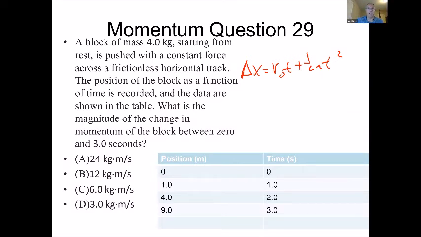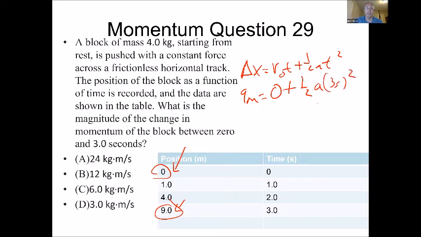So our change in position between time 0 and time 9, our final position of 9 minus our initial position of 0, our change in position is 9. And that's equal to our initial velocity. Our initial velocity is, we're starting from rest, so our initial velocity is 0, plus 1/2 acceleration, we're going to solve for acceleration here, times t squared. Well, this happens over 3 seconds.